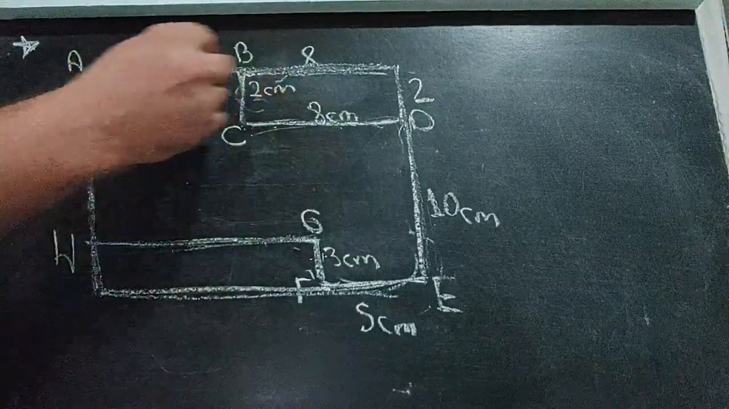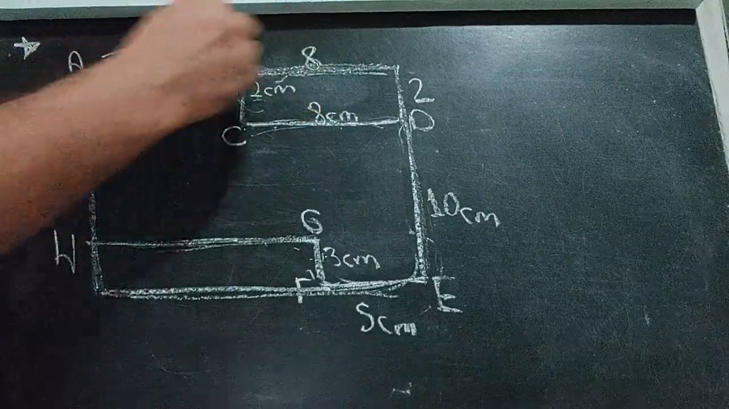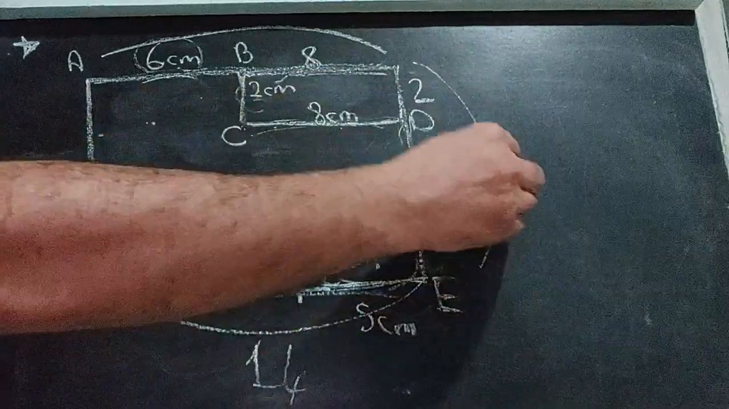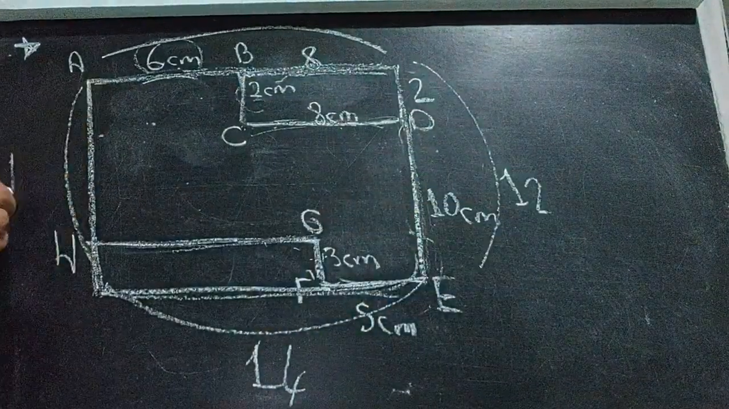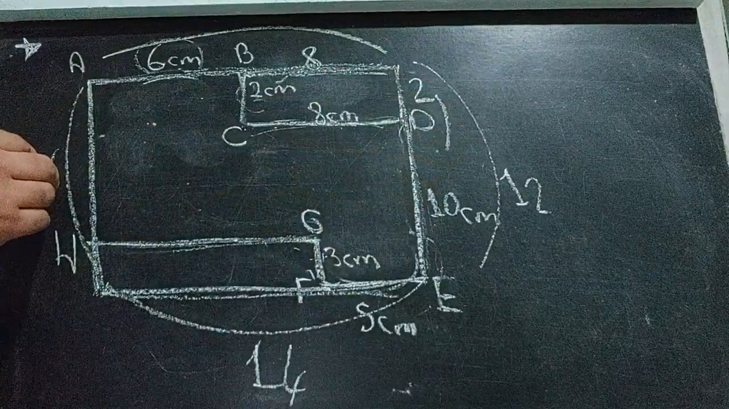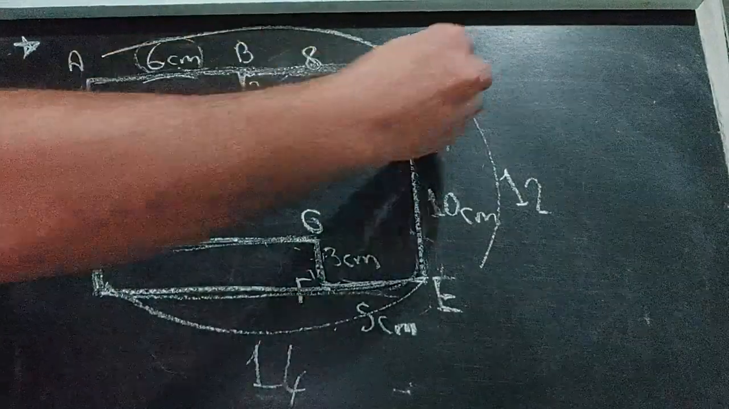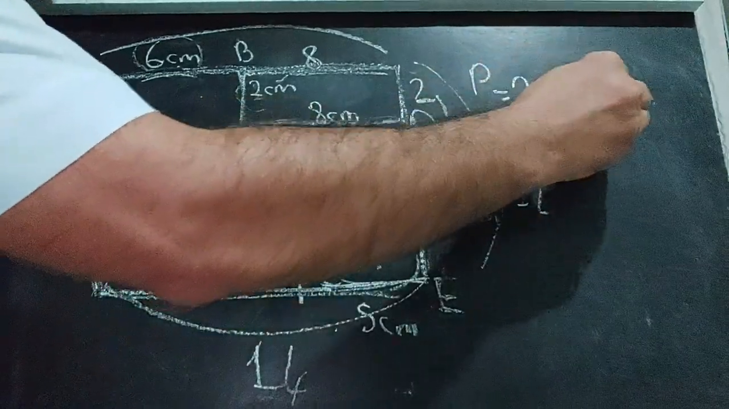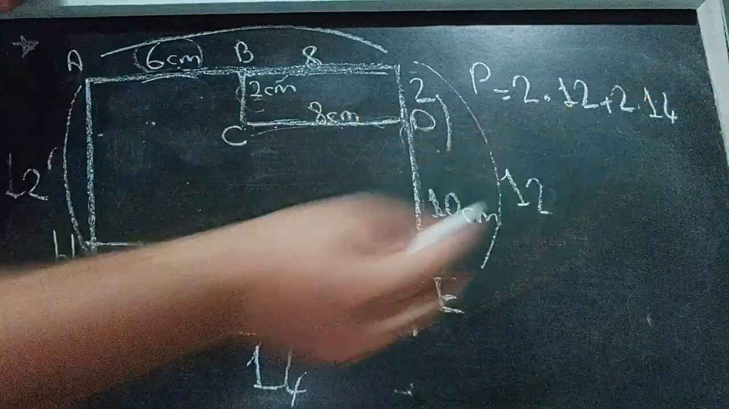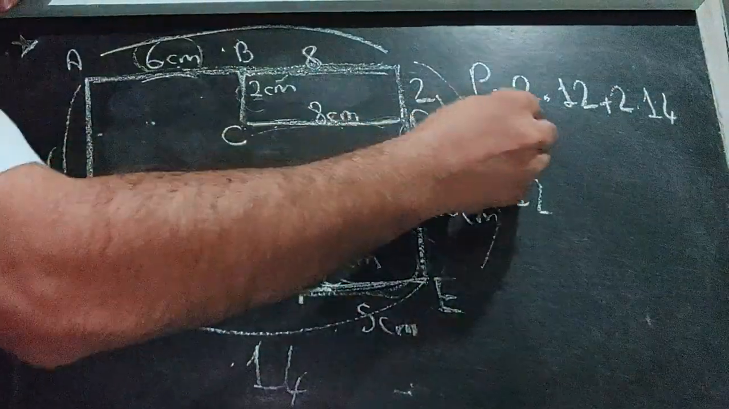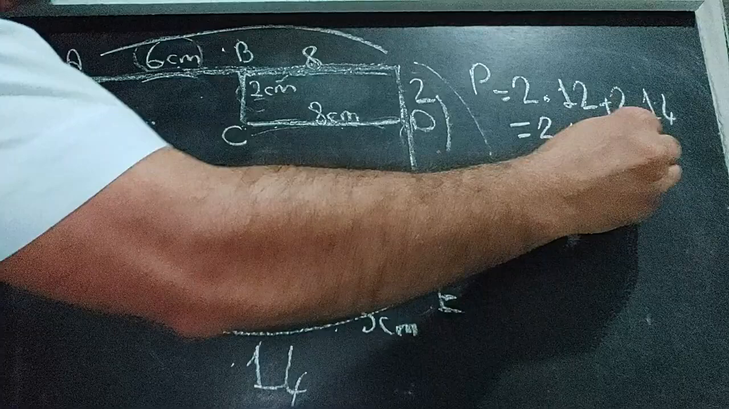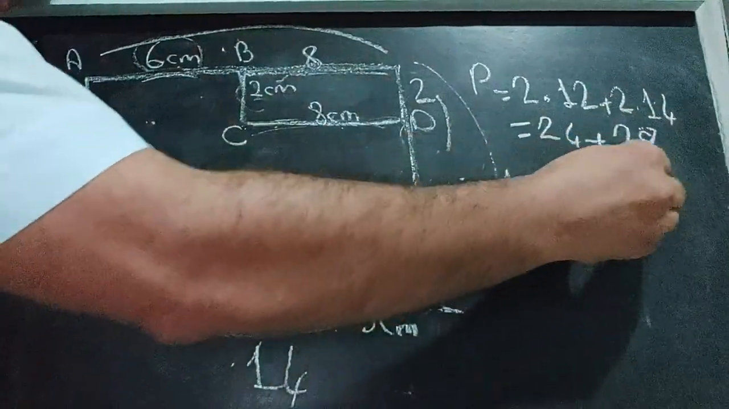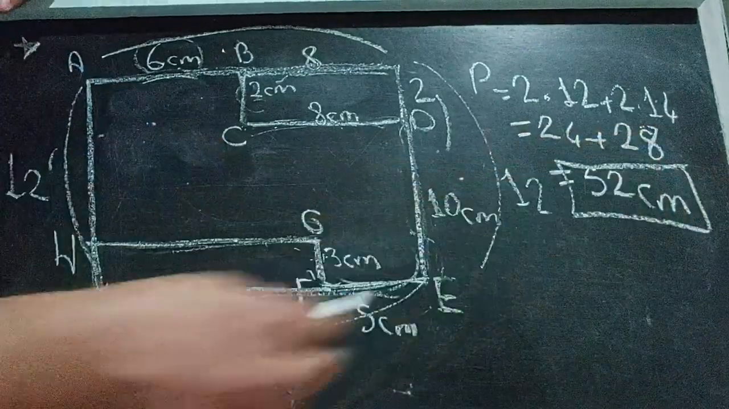So that will be 8 centimeters plus 6, this is 14, that means this is 14 too, and this one is 12, and this one will be 12 too. So this plus this plus this plus this, basically that will be perimeter equals 2 times 12 plus 2 times 14, that will give me 24 plus 28. When you add those numbers to each other, that will be 52 centimeters. Okay.